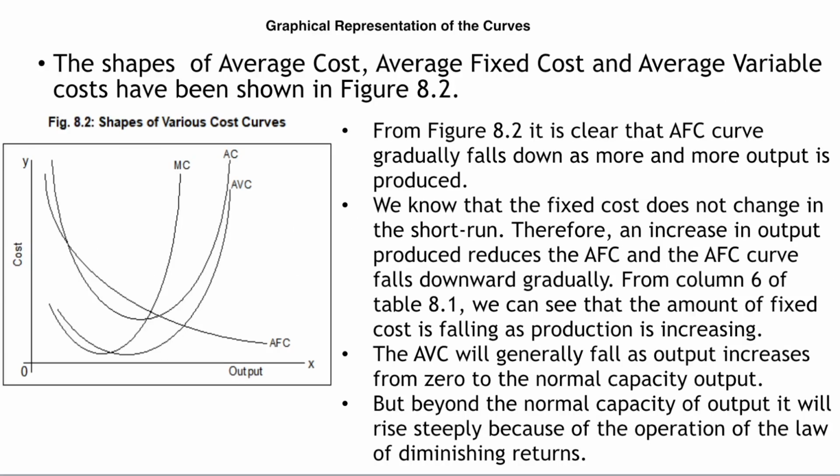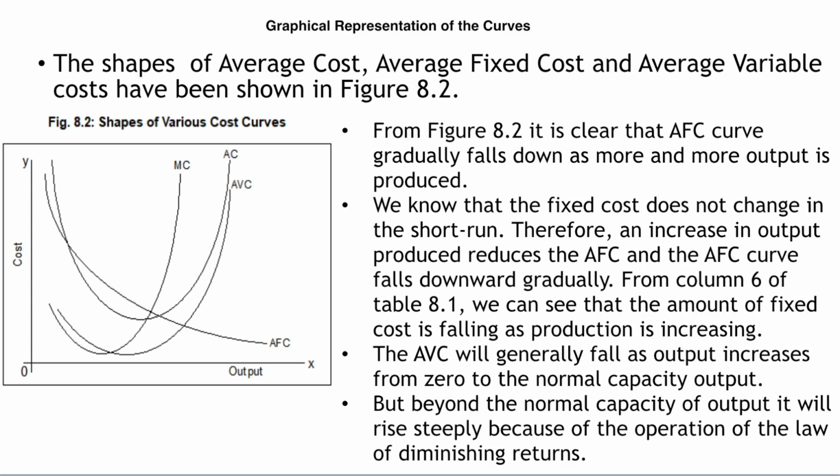The shapes of average cost, average fixed cost, and average variable cost have been shown in figure 8.2. From figure 8.2, it is clear that the AFC curve gradually falls as more and more output is produced. We know that fixed cost does not change in the short run. Therefore, an increase in output produced reduces the AFC, and the AFC curve falls downward gradually. From column 6 of table 8.1 that we discussed earlier, we can see that the amount of fixed cost is falling as production is increasing.